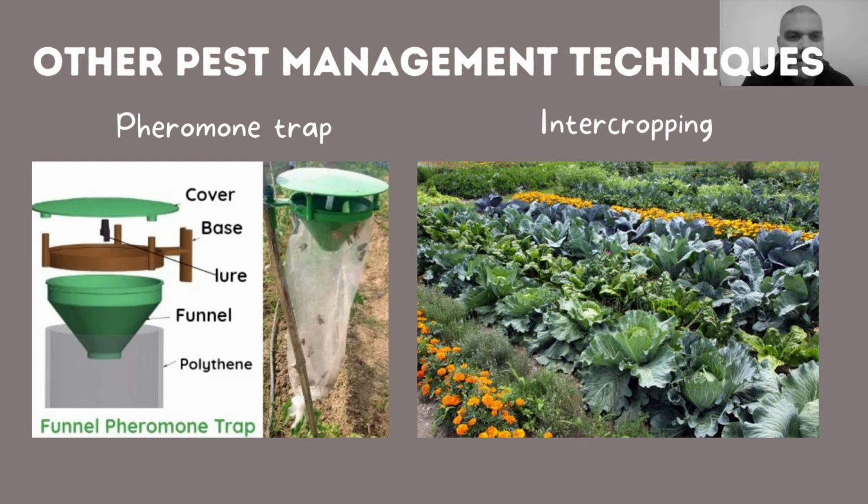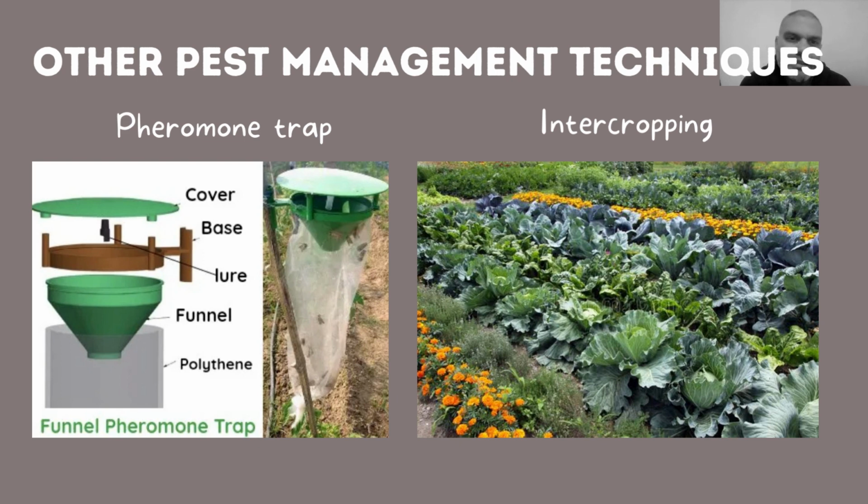And as you can see, the trap that is shown has a funnel leading into a plastic bag. So the insects smell the pheromone and are attracted. They are finding a mate. But instead of that, they find this funnel and they enter that plastic bag. And once they enter this plastic bag, because the funnel has a narrow mouth, they have a hard time coming back out. And they get trapped in this bag.